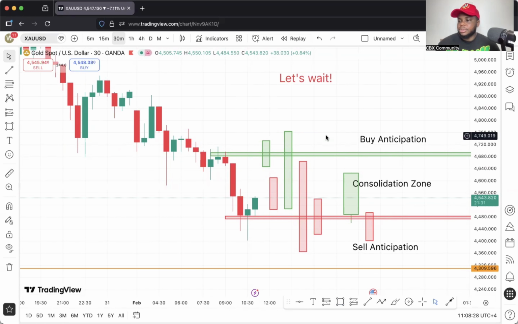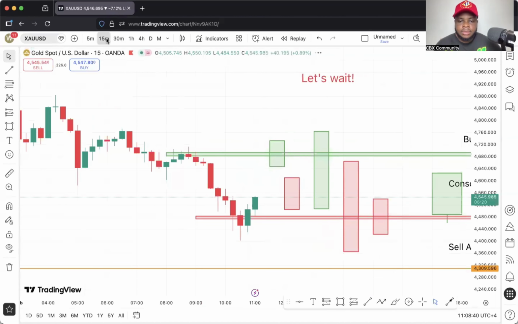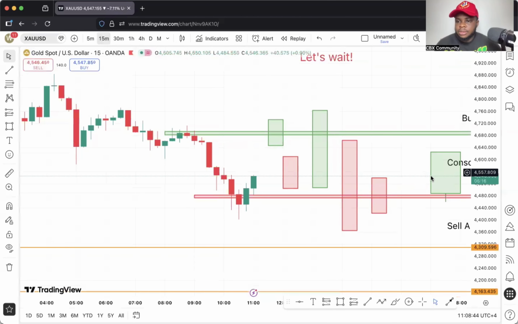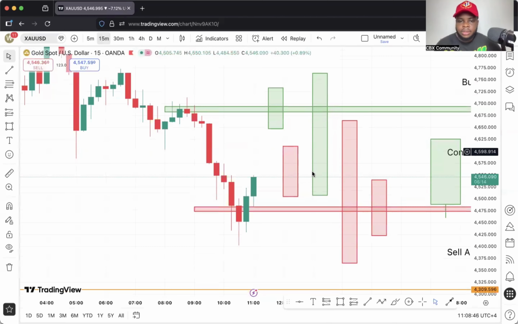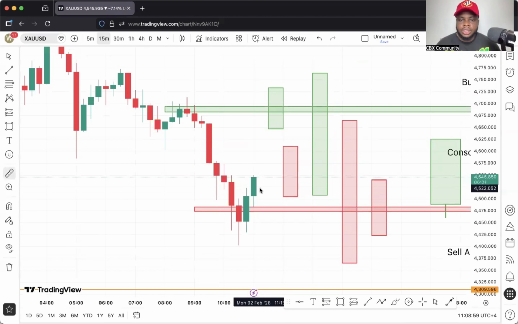Let's see what the market structure wants to do. Let's look at the 15 minutes. Sometimes, some people can choose to trade this consolidation zone, but we can anticipate for the candle to continue to go up. So everybody with how they feel comfortable in trading.